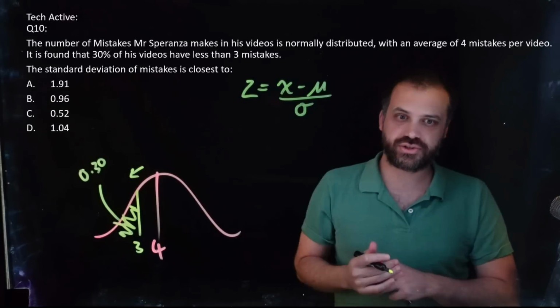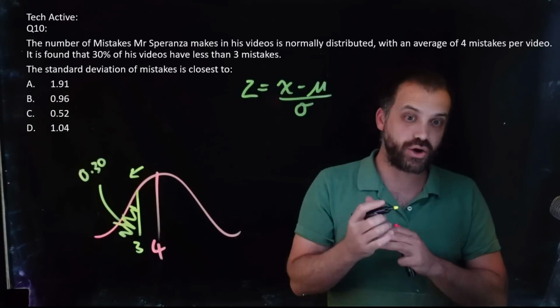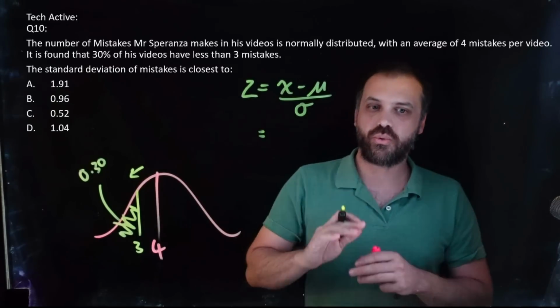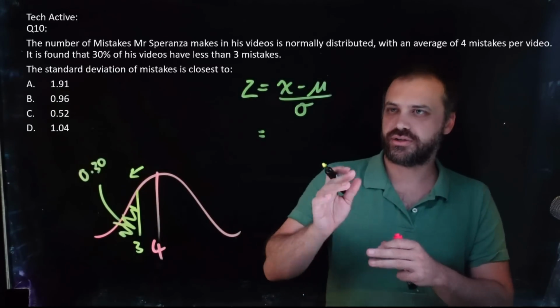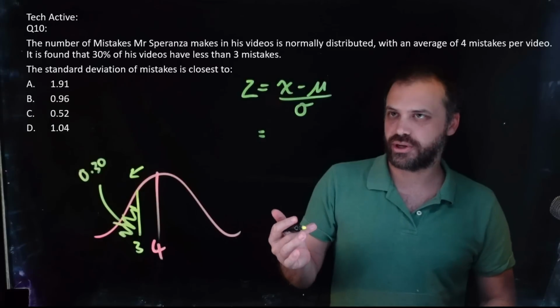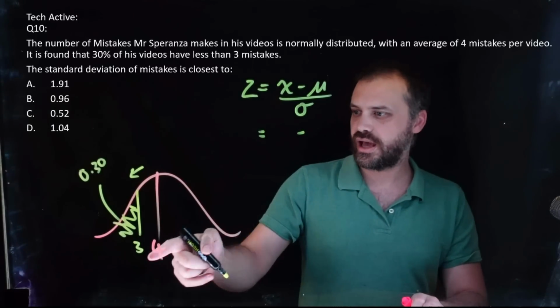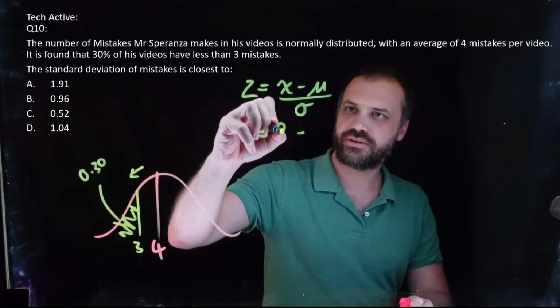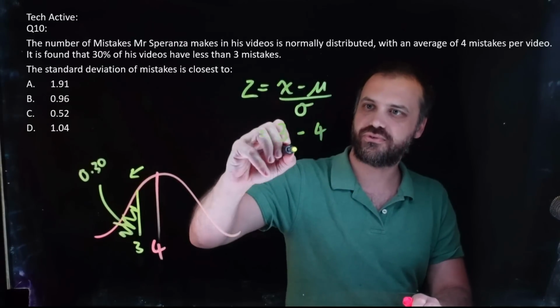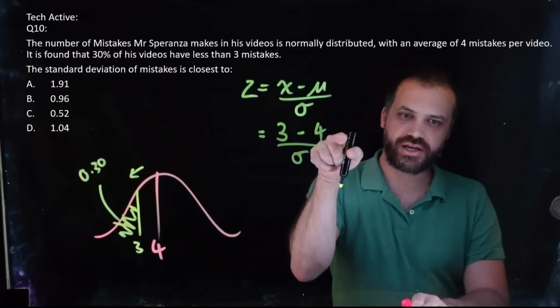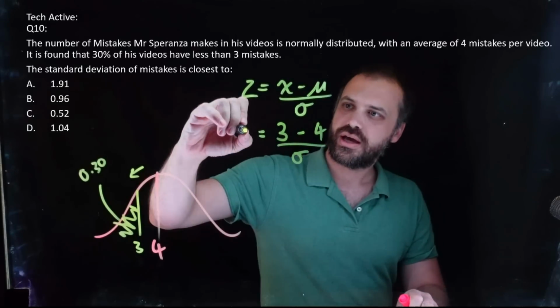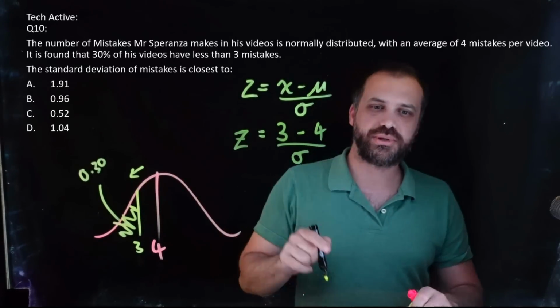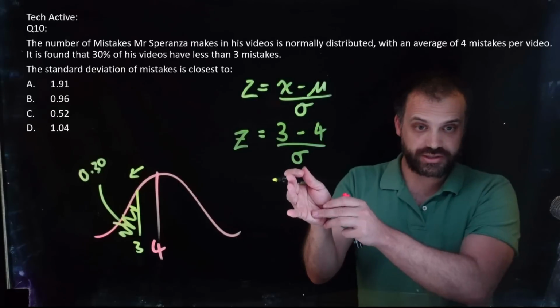So you should know the z-score formula, z equals x minus the mean over the standard deviation. So what do I know? Well, not very much at the moment. I know how many mistakes I made. I made 3 mistakes. I know the mean, 4. I don't know the standard deviation, that's the thing I want to know, and I don't at the moment know the z-score, but I can find the z-score.